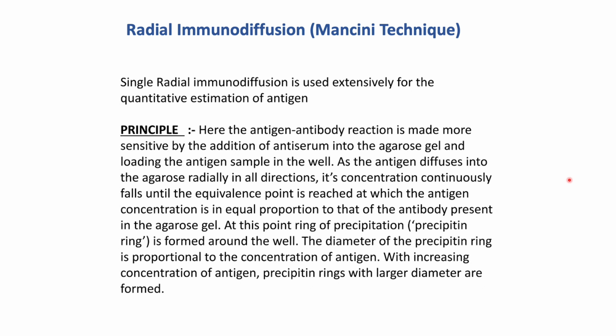At this point, the antigen concentration is in equal proportion to the antibody concentration in the agarose gel. So at this point, the ring of precipitation, that is the precipitin ring, is formed around the well. The diameter of the precipitin ring is proportional to the concentration of the antigen. For example, if there's a higher concentration of antigen, the precipitin rings are formed with larger diameter. That is, it takes longer time and longer distance for the antigen to reach the same concentration as the antibody. That's why it has a larger diameter.